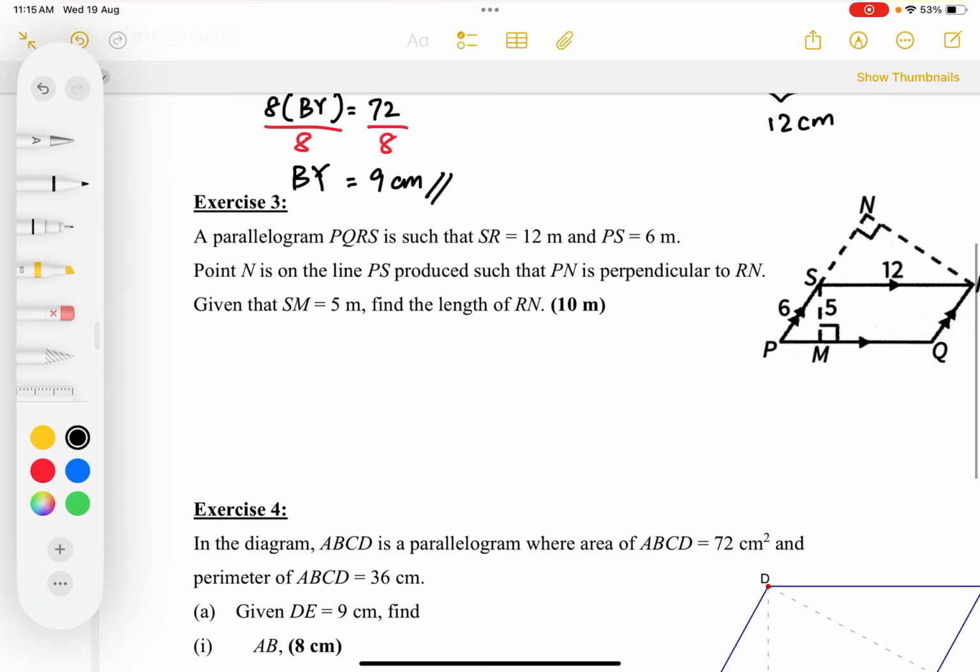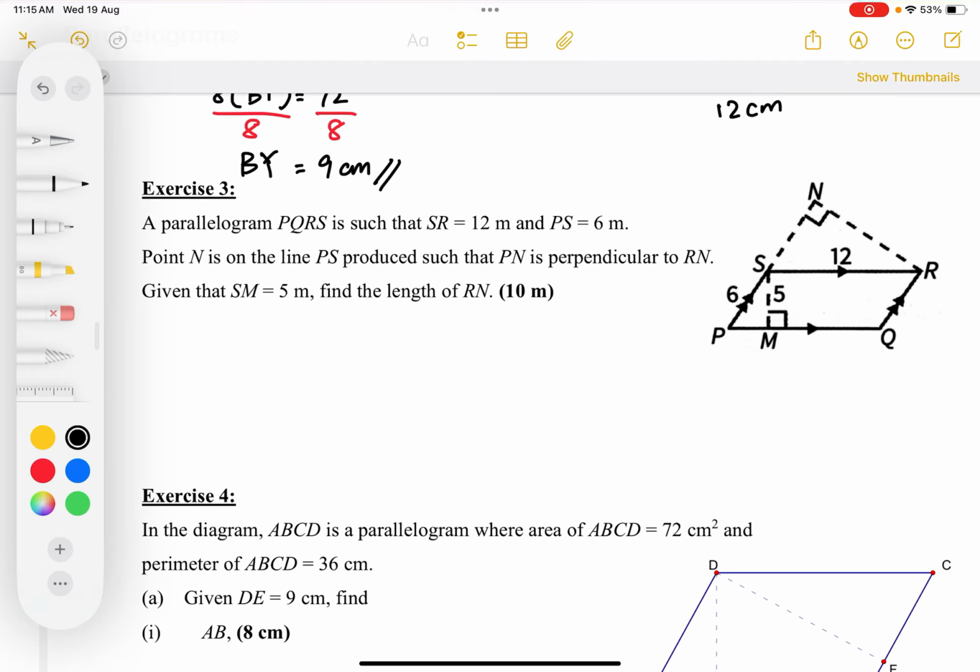Okay, next one, exercise number 3. We've got another parallelogram, PQRS. So always double check the question, what is listed with the diagram. SR is 12, PS is 6, and they tell us N is on the line PS produced.